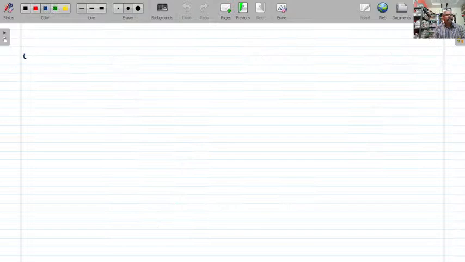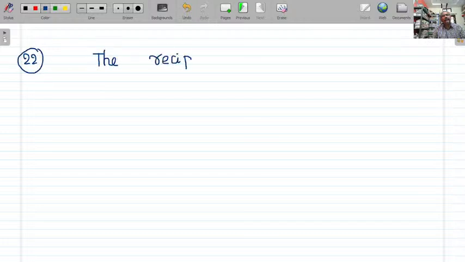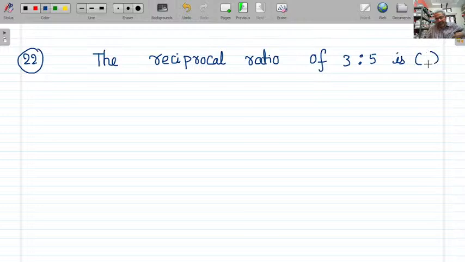Okay, 22nd problem. The reciprocal ratio of 3:5. That means write the reciprocal ratio of 3:5, or find the reciprocal ratio of 3:5. So what's your answer? Let me give the concept for better revision.